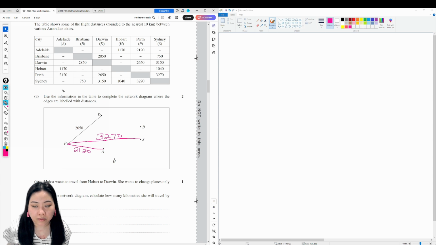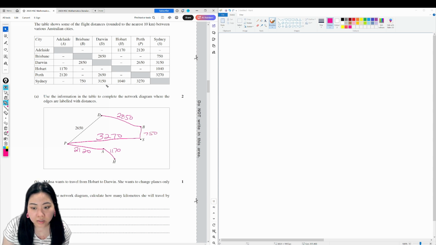What's next? Let's do Adelaide. Let's start from the left and go to the right. Adelaide to Hobart, 1170. Then Adelaide to Perth is 2120, done already. Brisbane to Darwin is 2850. Then Sydney to Brisbane, 750.